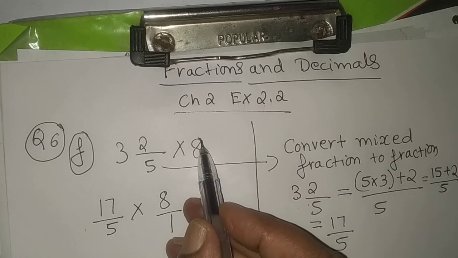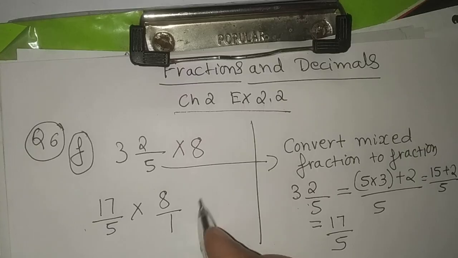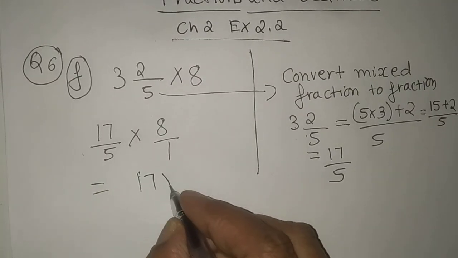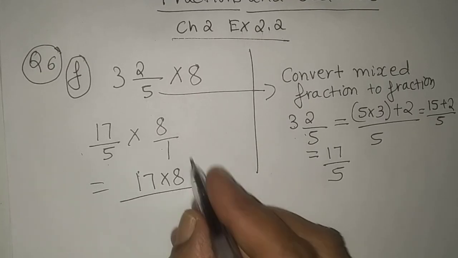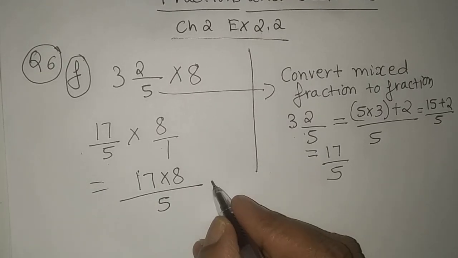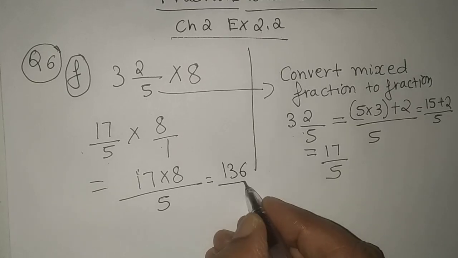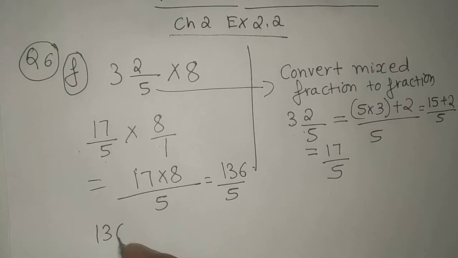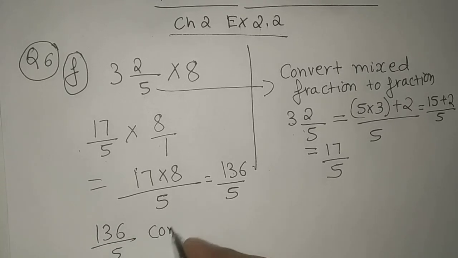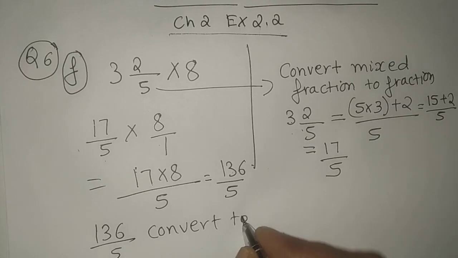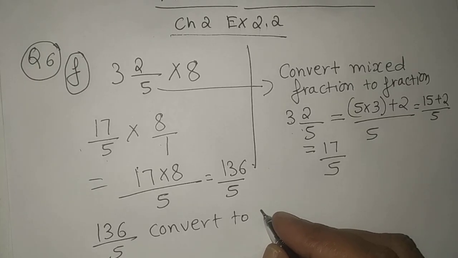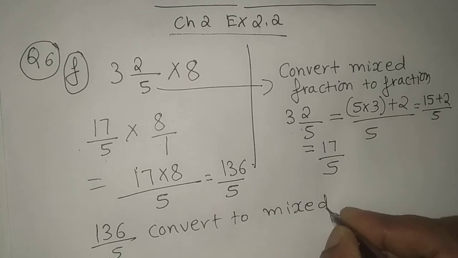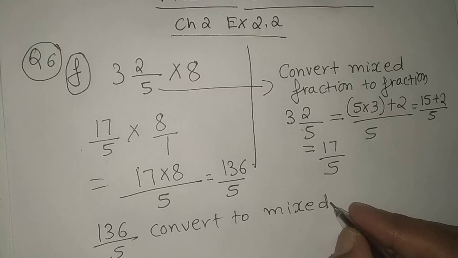We have to multiply this mixed fraction into this one. Therefore now we have 17 into 8, then 5 into 1, or 5, which is equal to 136 by 5. Now we have to convert this to a mixed fraction. So multiply and convert to a mixed fraction.